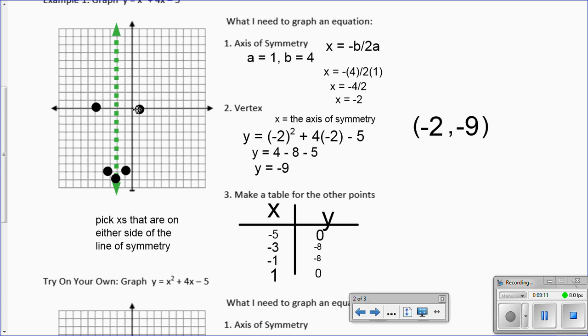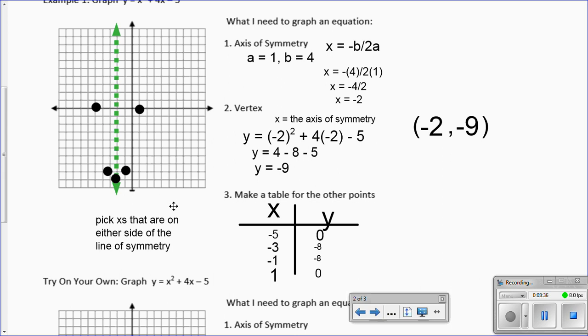So what that means is that as long as they're the same distance away from that axis of symmetry, they're going to have the same y value. So if I found negative 5 and I knew that was 3 spaces away from negative 2, I can go in the other direction, and it's also going to have a 0 for y. So at 1. Okay, so I can cut down my work in half if I wanted to. Or you just do it, it's fine.